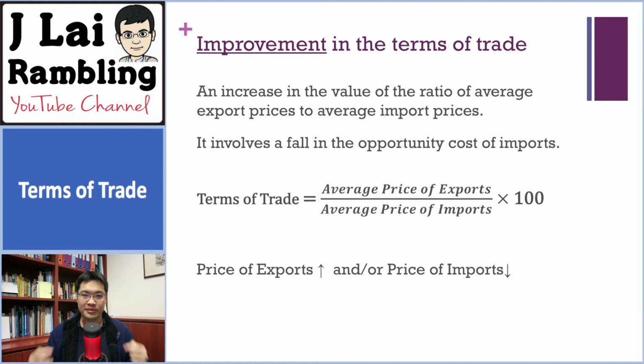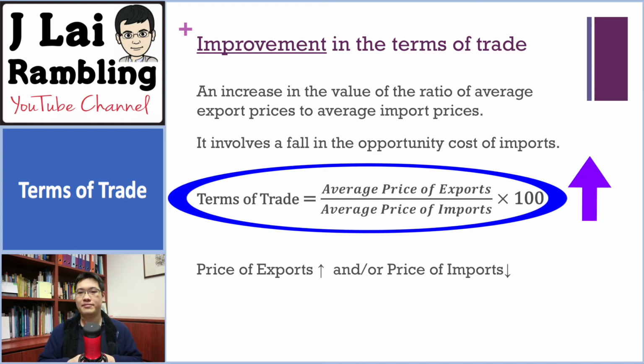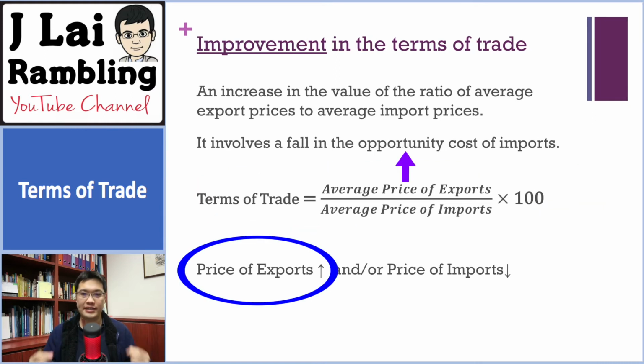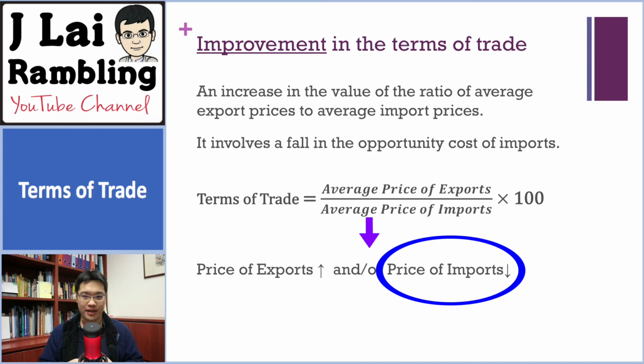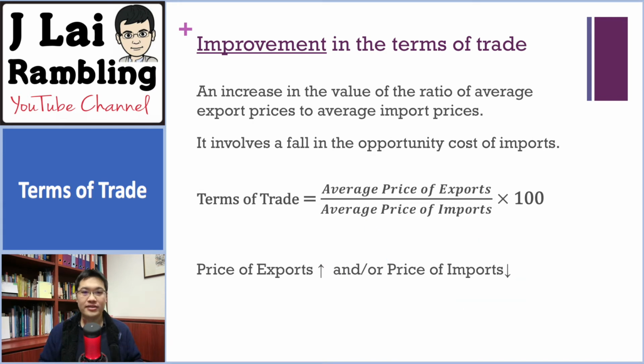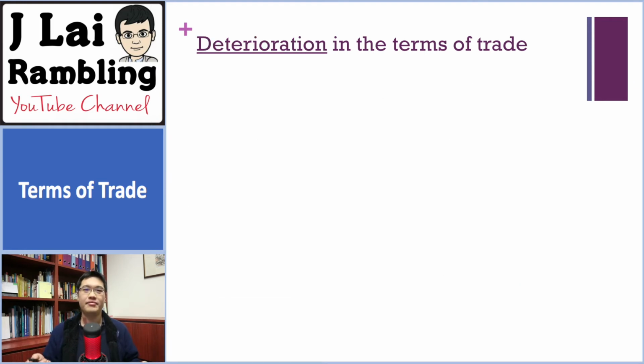An improvement in the terms of trade, as in an increase in the value of the ratio. How do I increase the value of this mathematical expression here? Surely it's when the average price of exports increases or the average price of imports decreases, okay? The TOT improves when the price of exports goes up and/or the price of imports goes down.